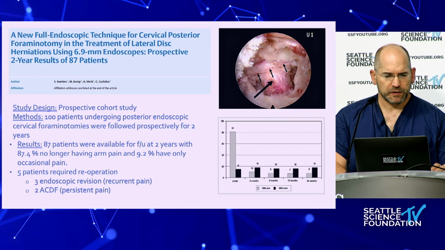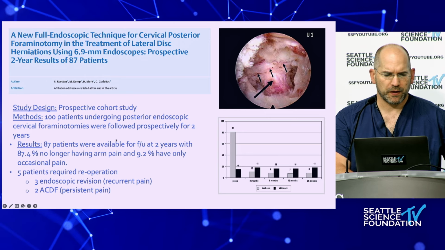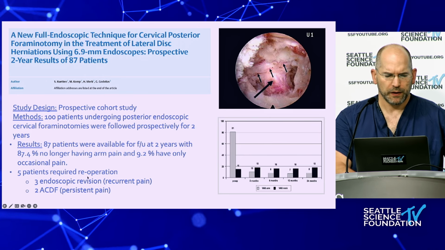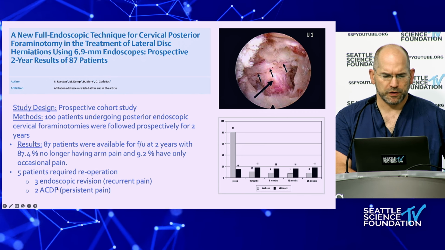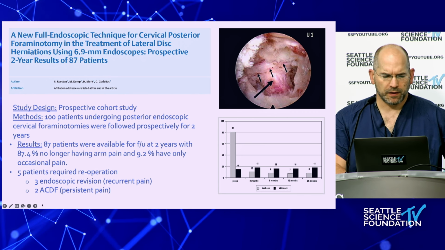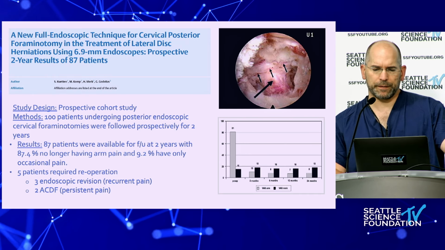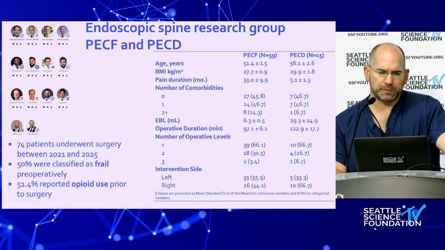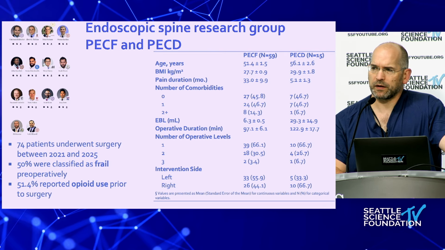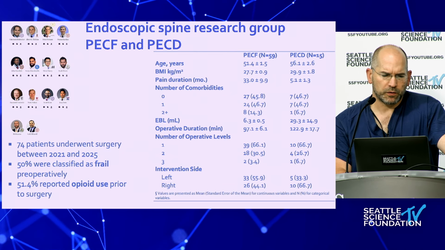One of the first series, 100 patients, was published by Dr. Rutten more than 10 years ago, and you can see a nice resolution of arm pain. Only 5 patients required operation: 3 endoscopic revisions and 2 ACDFs. Then I want to conclude here with a couple of slides from the ECR from our endoscopic spine research group. As I've presented here a couple of times, we are collecting prospectively the data of all of our patients that we are doing surgeries on.